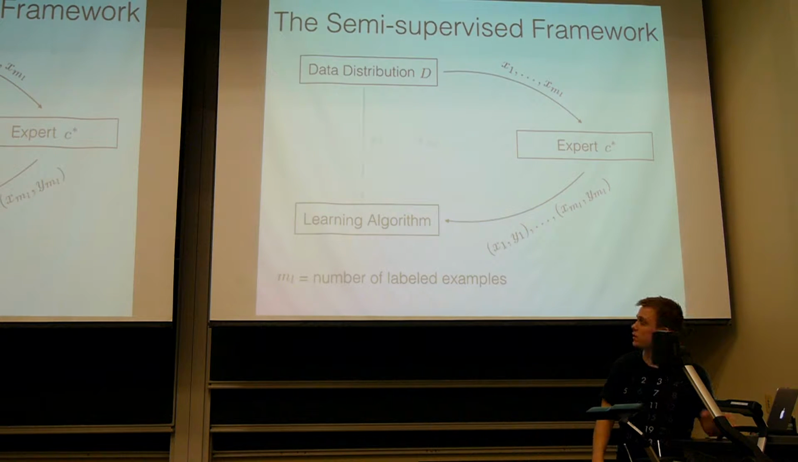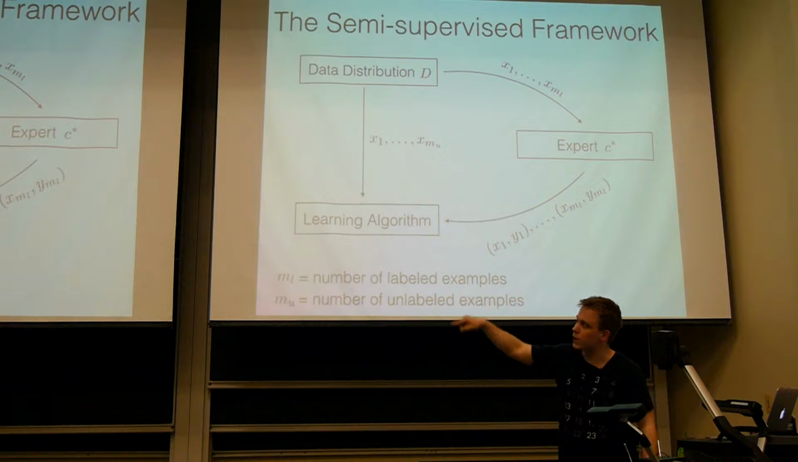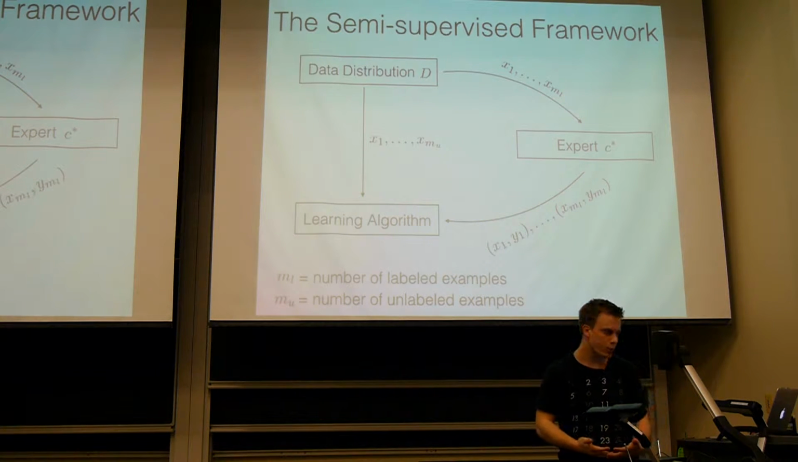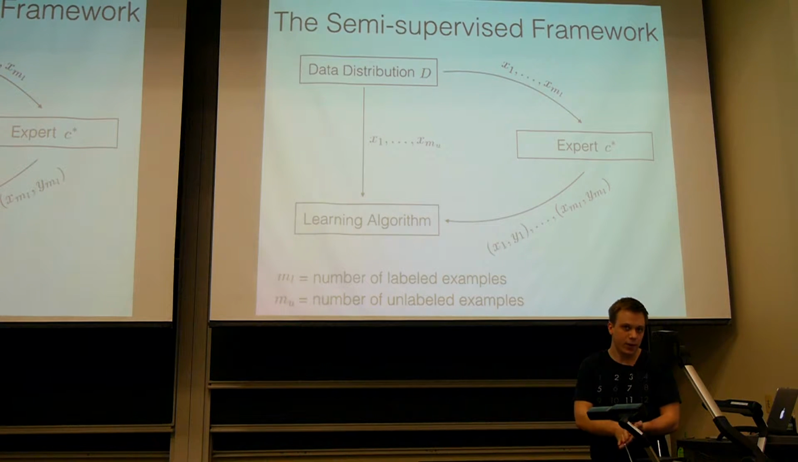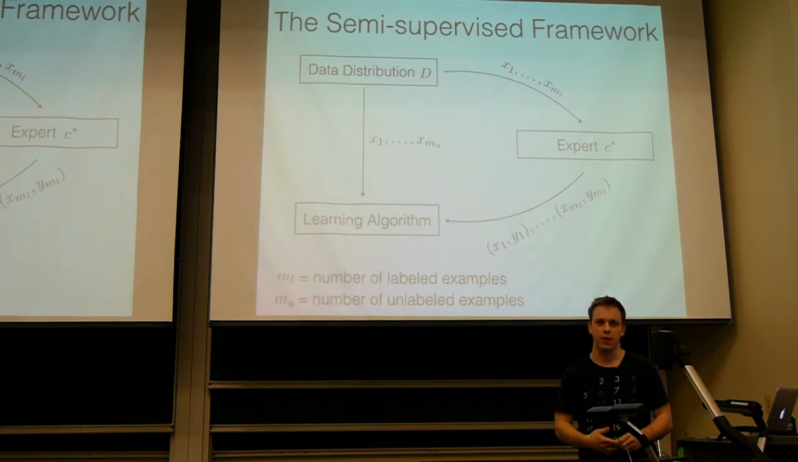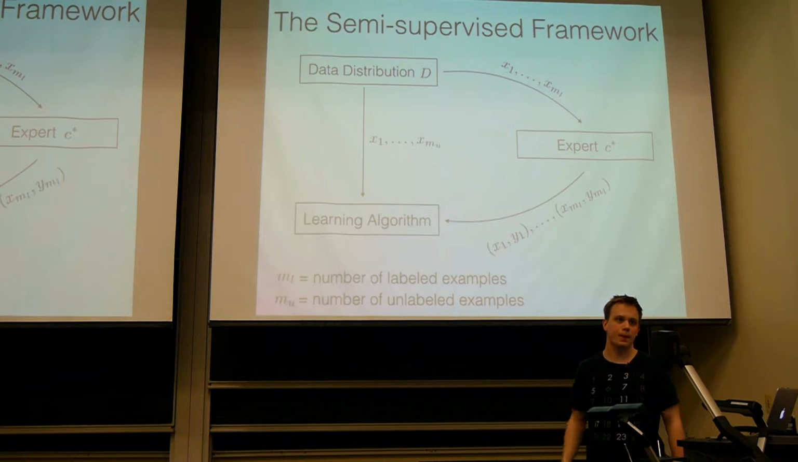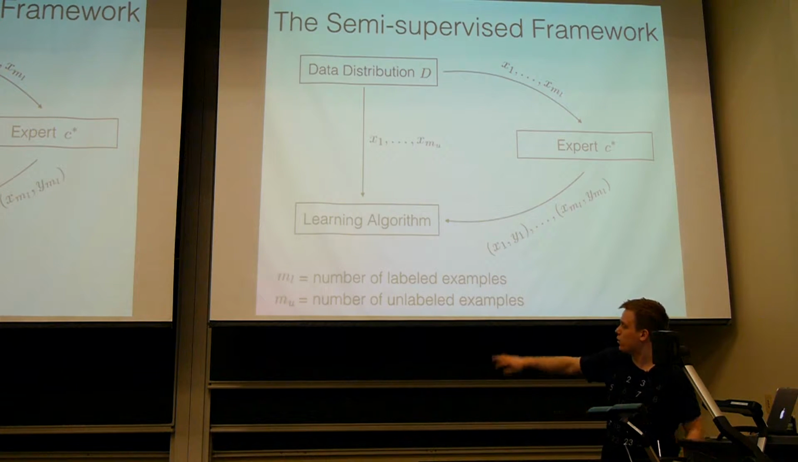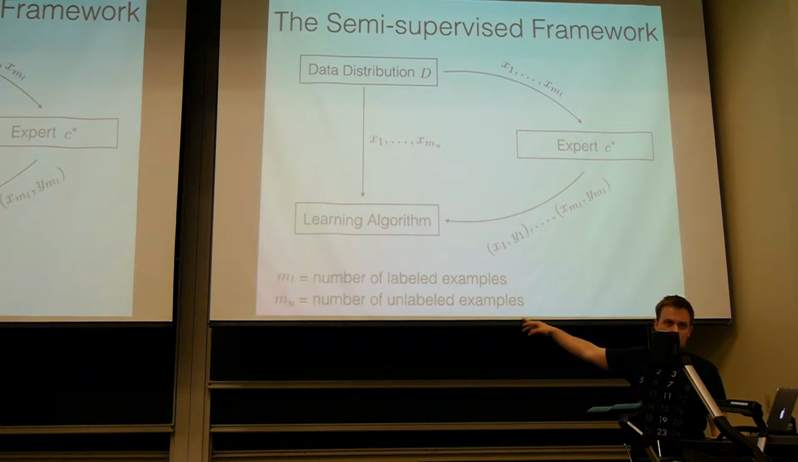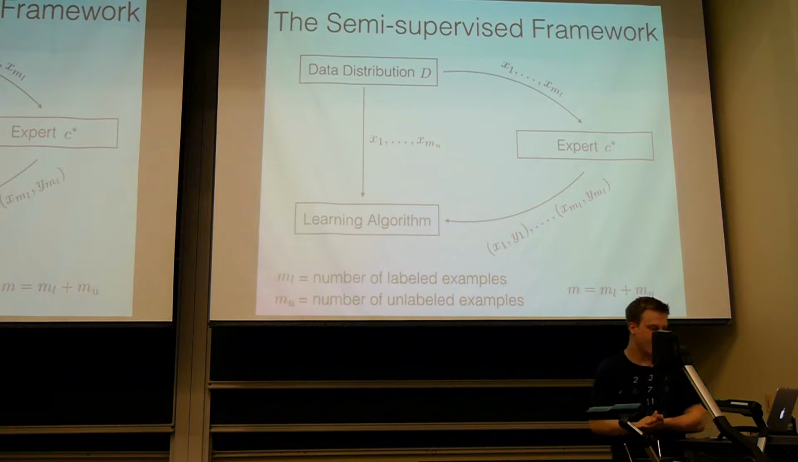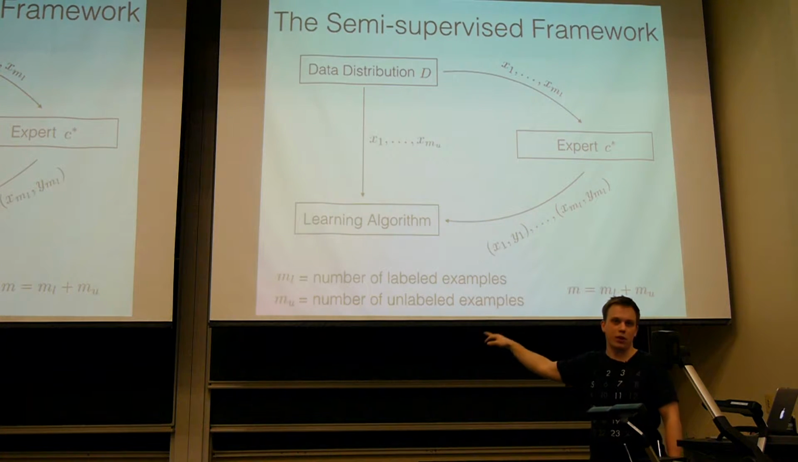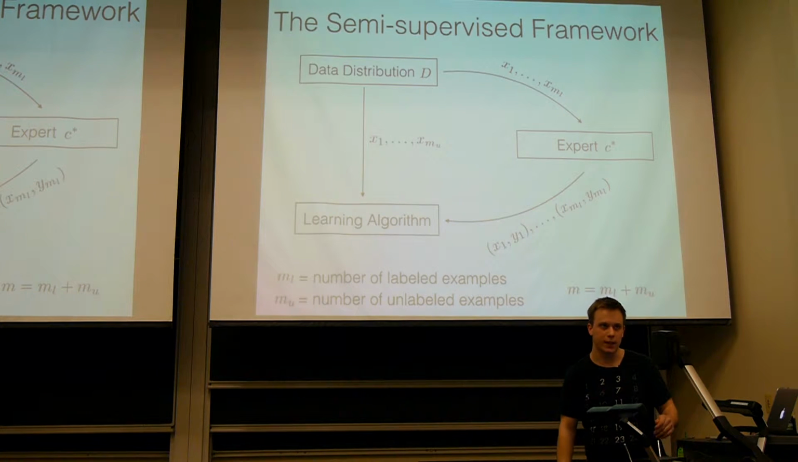But in semi-supervised learning, we also get an additional sample of purely unlabeled data. This just comes directly from the data distribution, but we never ask the expert to label it. The reason we don't ask the expert to label it is because that might be time-consuming or expensive. So we might have access to a lot of unlabeled data, but we want to avoid having someone sit down and label it all. For notation, I'm going to use m sub l to denote the number of labeled examples that we have, m sub u to denote the number of unlabeled examples, and m is just going to be the total number of examples. Typically m_l is a much smaller number than m_u. You have a lot more unlabeled data than labeled data.